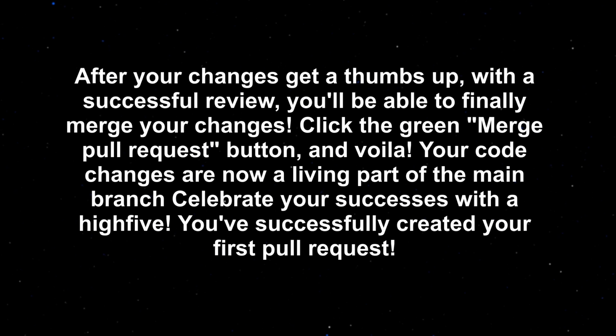After your changes get a thumbs up with a successful review, you'll be able to finally merge your changes. Click the green Merge Pull Request button, and voila! Your code changes are now a living part of the main branch. Celebrate your successes with a high five. You've successfully created your first pull request.